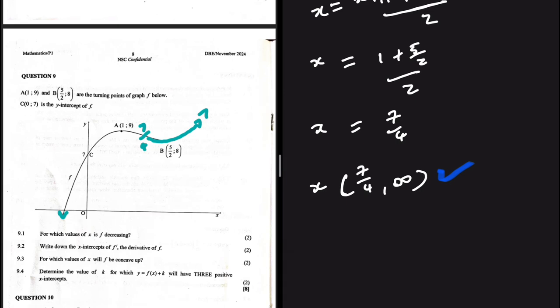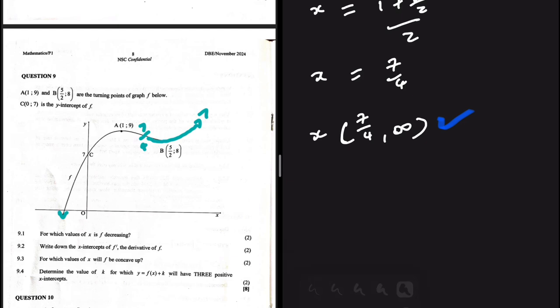Okay, but at 7/4, it is neither concave up nor concave down. It's confused. It does not know what it is. It cannot identify as one between the two. That is 9.3. And then 9.4, the question that we've done countless times.